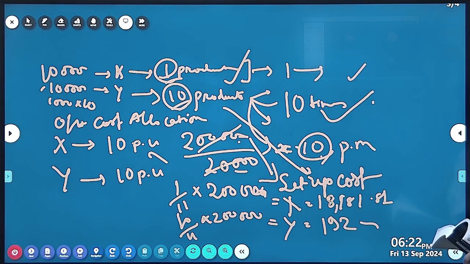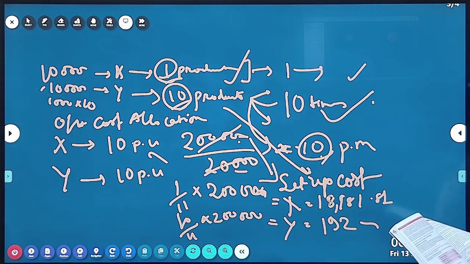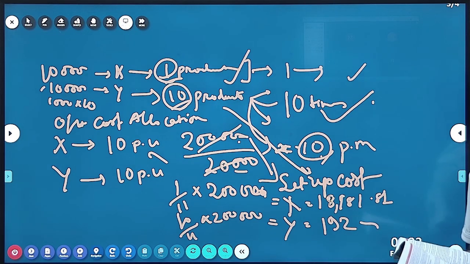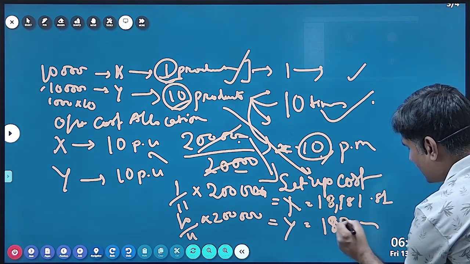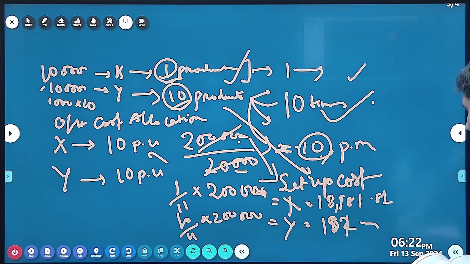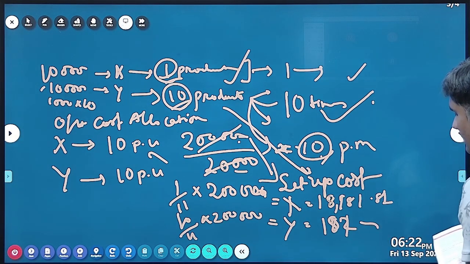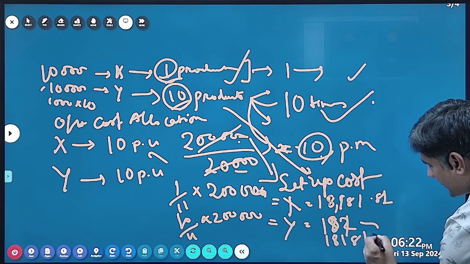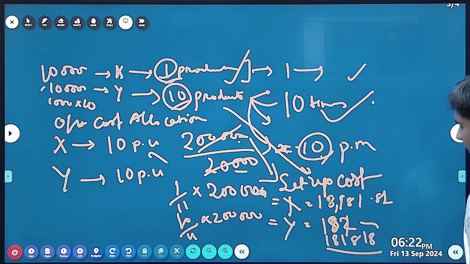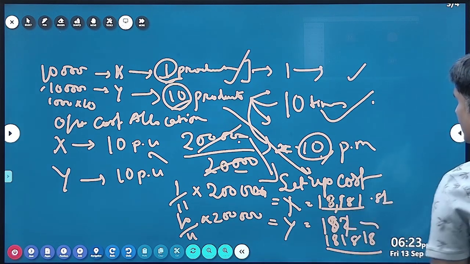Proportion 18,181, right? 18,181, and 10 by 11 into 2 lakhs, how much will it be? 1,81,000. Is there no mistake? 1,81,818. Okay, so it comes to 1,81,818 and the other came to 18,181.